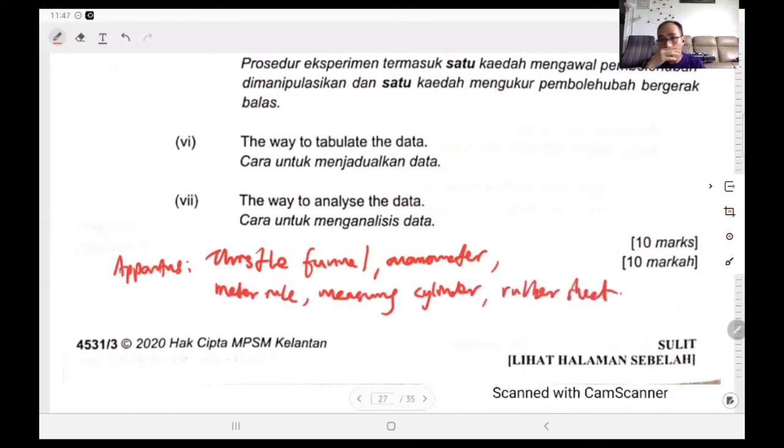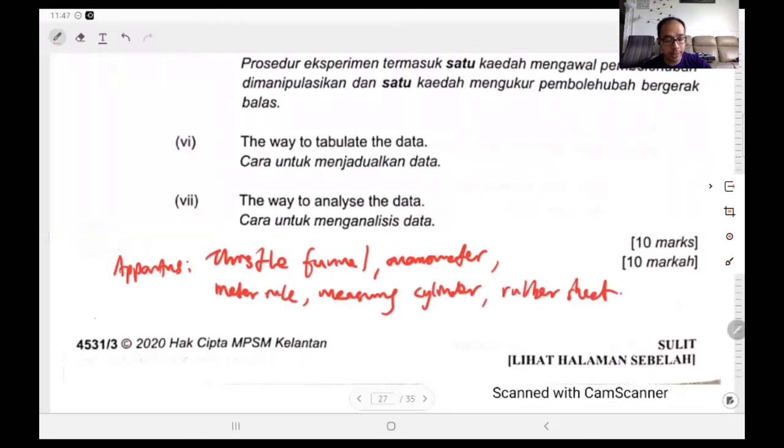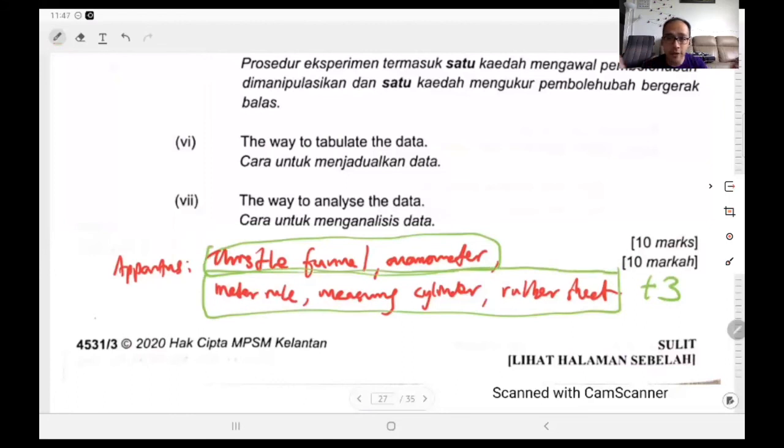Okay, so this is the marking rule. The marking rule is you must put in all the apparatus that is given in the question, plus another three extra apparatus, at least three lah. If you can list out everything, good.